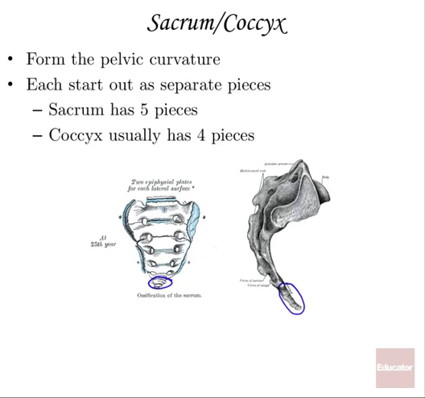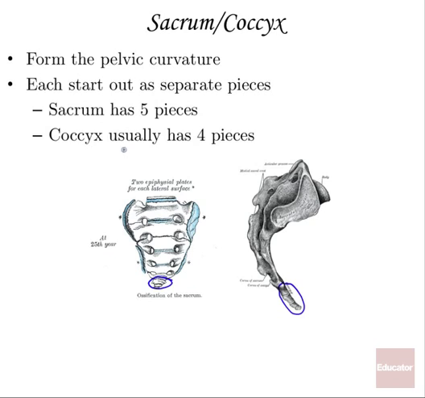So the sacrum, if you count 1, 2, 3, 4, 5, there's the 5 pieces, and they're all fused together here. You can see it says at 25th year, at the age of 25. Here's a side view, a lateral view of the sacrum, and you can see this little surface here. That's where the pelvis or the ilium would fit into it.